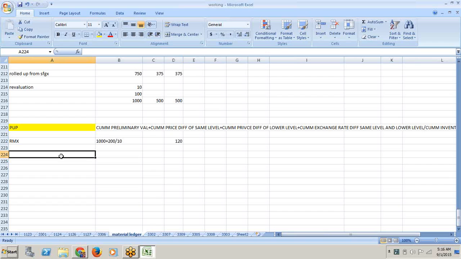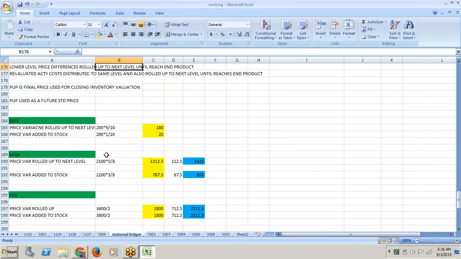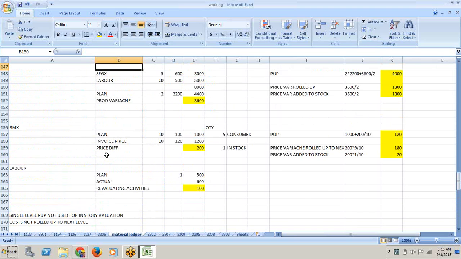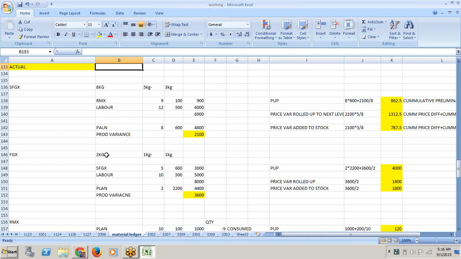Right? Next one, semi-finished goods X at multi-level price variance. How will the system calculate it? First the preliminary valuation. Preliminary valuation for SFG is 4,800 plan rate. Preliminary valuation is nothing but plan rate. 8 kgs into 600 rupees, 4,800. After that, the price difference is 2,100. This is 4,800 plus 2,100.